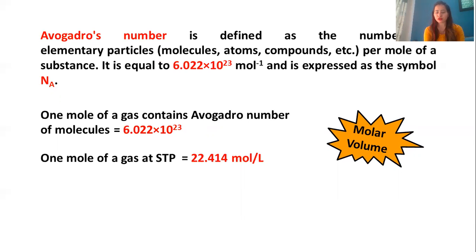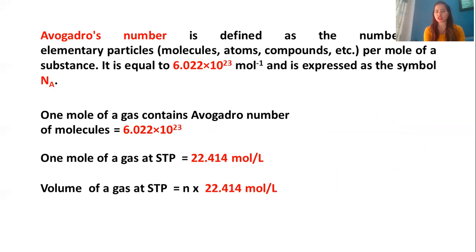So if I ask you the volume of a gas at STP, we say volume of a gas at STP is equal to N into 22.414 dm cube. So it's not mole per liter, it will be dm cube or liter, because 1 mole has 22.4. So how many moles are present in that much volume? We can find just by multiplying by N. N is nothing but number of moles.